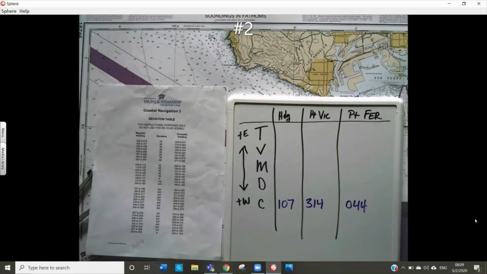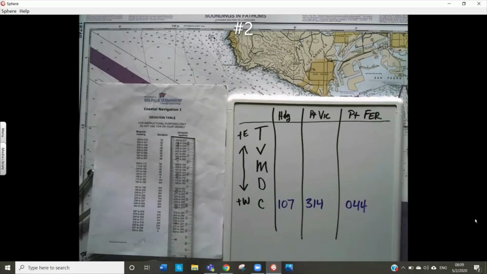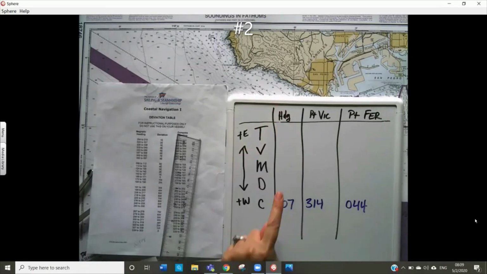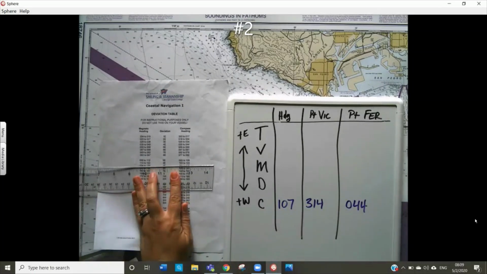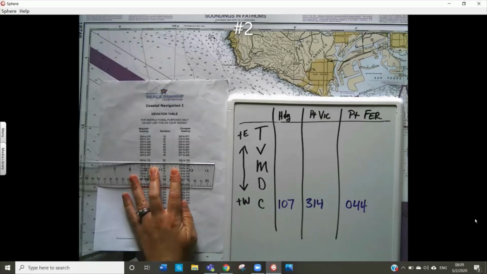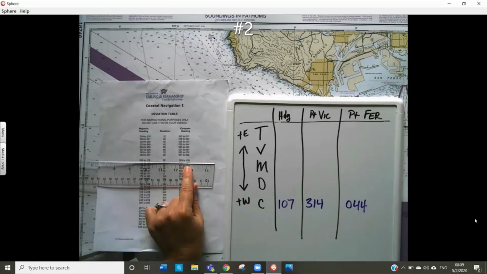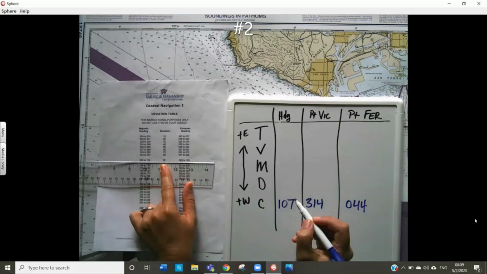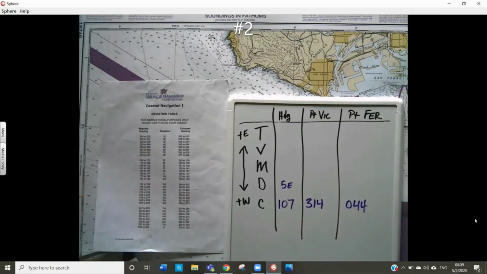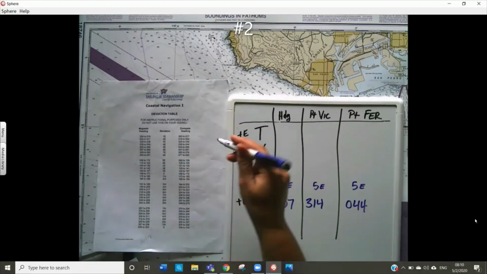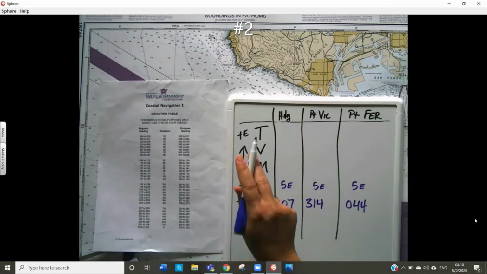Using our deviation table, we can go in with our compass heading. So our heading compass would be 107. So we have 093 to 018 gives us a deviation of 5 east. And our heading did not change, therefore our deviation did not change. So we have 5 east. If we are going this direction, we are going to be adding east. If you are going down, you're adding west. We're going up, so we're going to add east.